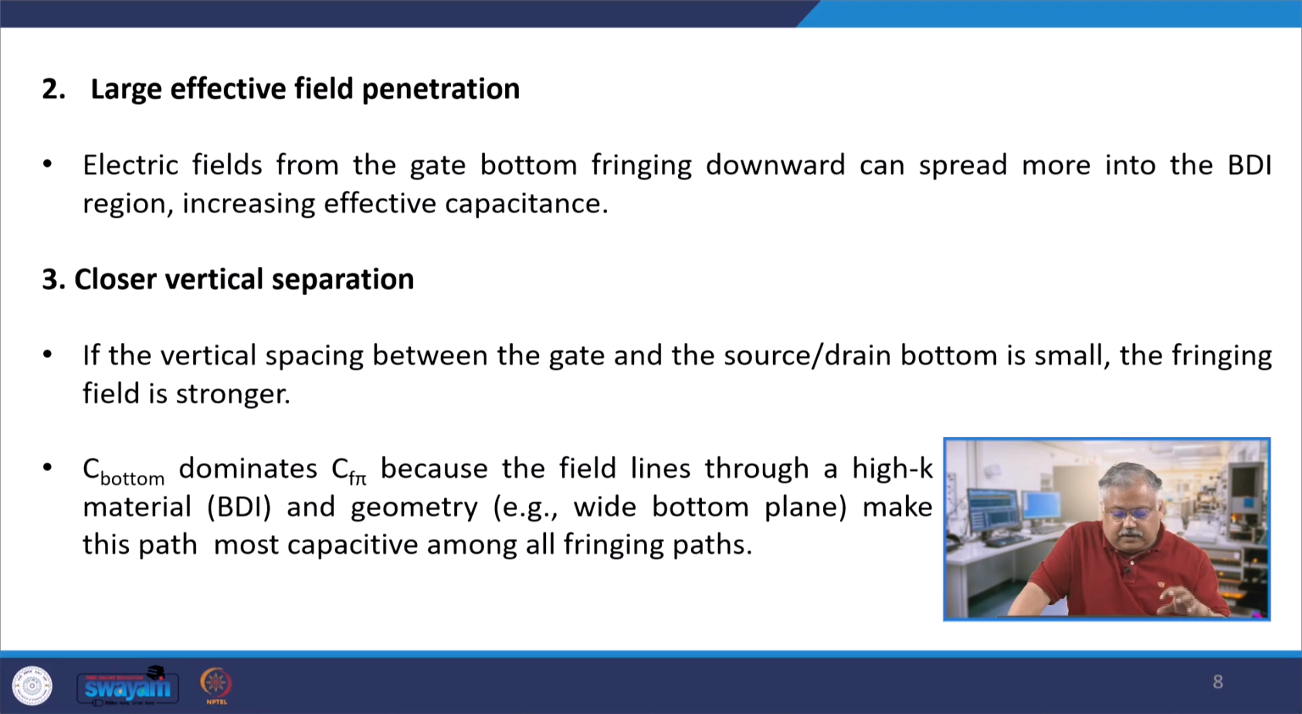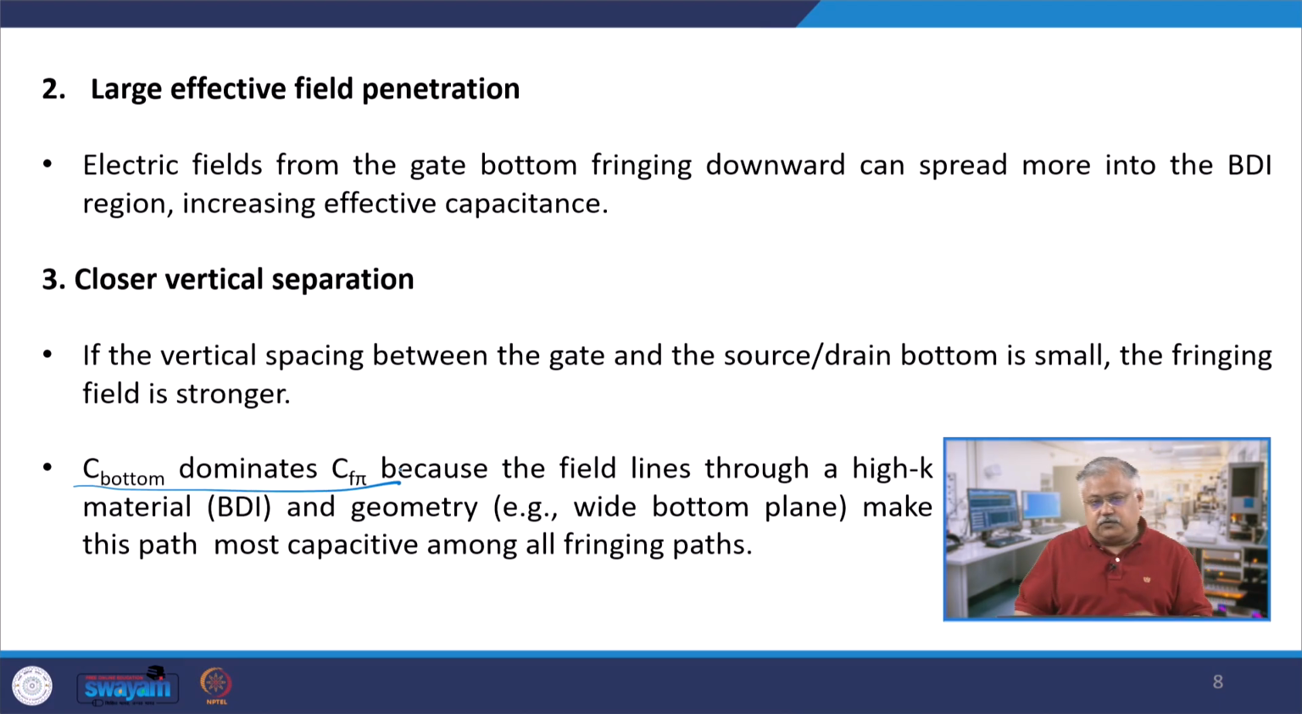Now let's look at the closer vertical spacing. If the vertical spacing between the gate and the source drain bottom is very small, the fringing field is very strong because you're bringing them very close to each other. When the fringing field is very strong, you end up having a very large amount of charge being accumulated there, and that's the reason C dominates CF pi, because of the very strong electric field.